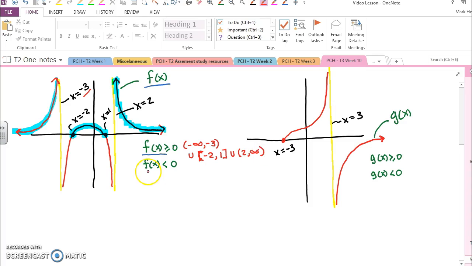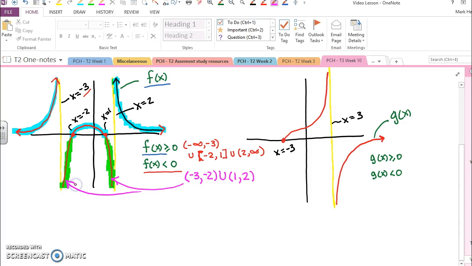Same thing, if I was going to describe when this function is less than 0, I would highlight just the green portion, not the 0 itself. And so here we would have from -3, which is my asymptote, up to -2, union from 1 to my next asymptote at 2. We're just highlighting the portions that are highlighted in green.